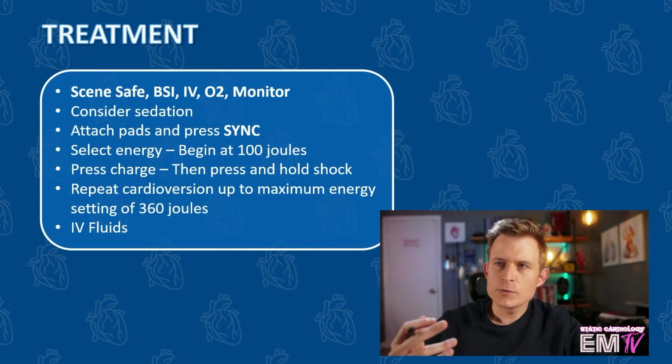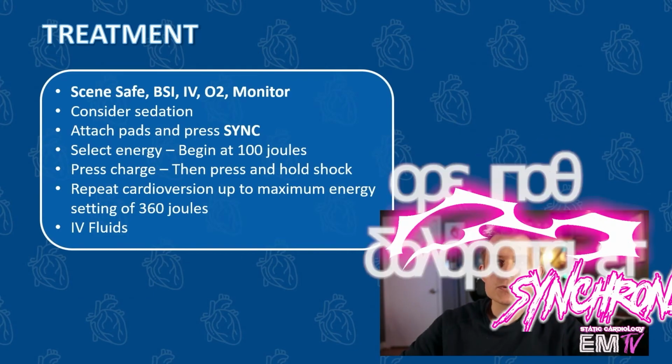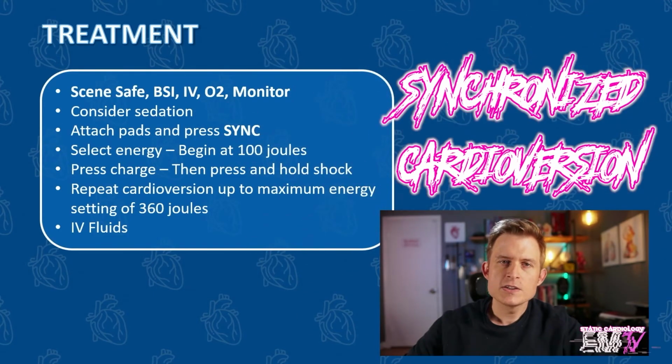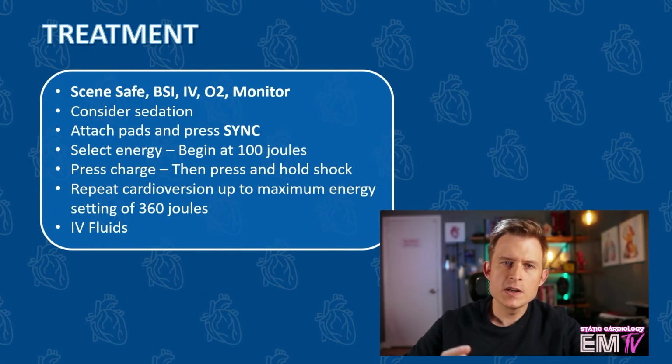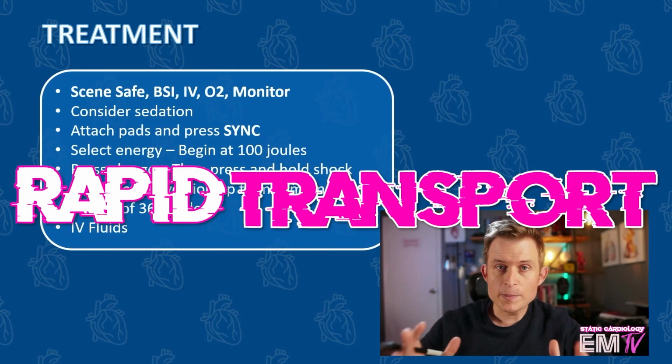energy delivery. For this particular patient, she's going to benefit the most from synchronized cardioversion. So to do that, I will consider sedation, I'll attach the pads, and I'll press sync on the monitor. I'll then select my energy, starting at 100 joules. I'll charge my device, and then I'll press and hold to deliver the shock. I'll repeat this as necessary up to a maximum of 360 joules. I could then consider IV fluids, and then I'll finish up the card by saying rapid transport.